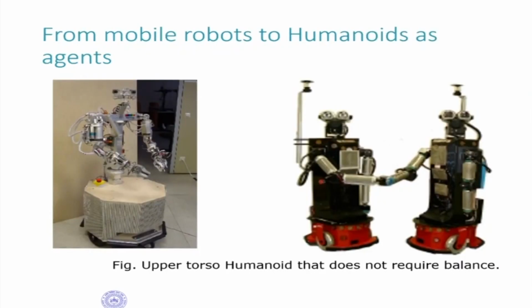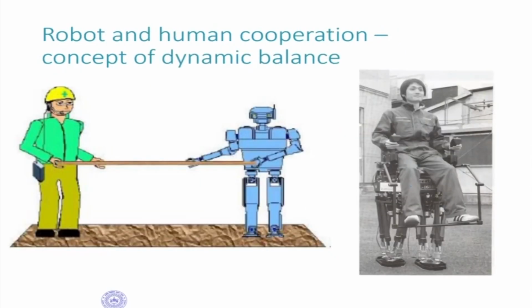These are other examples of bipedal locomotion, where you have bipedal robots carrying an object with a human. Here also there is a cooperative manipulation taking place. Robot and human cooperation. We talked about robot-human cooperation a couple of classes back. So here is a robot and a human carrying an object together.